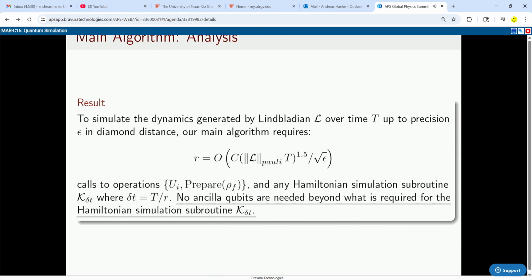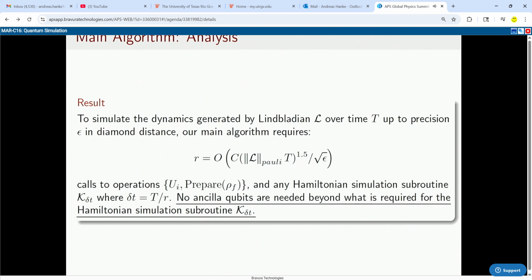To summarize, the result of our project is that to simulate a Lindbladian for up to time t and up to precision epsilon in diamond distance, our main algorithm requires R many calls to these unitary operations and fixed state preparation operations that, when averaged, approximate our dissipative dynamics, as well as any Hamiltonian simulation subroutine you choose. So we leave it open to the user to pick the Hamiltonian simulation subroutine that works best for their problem.